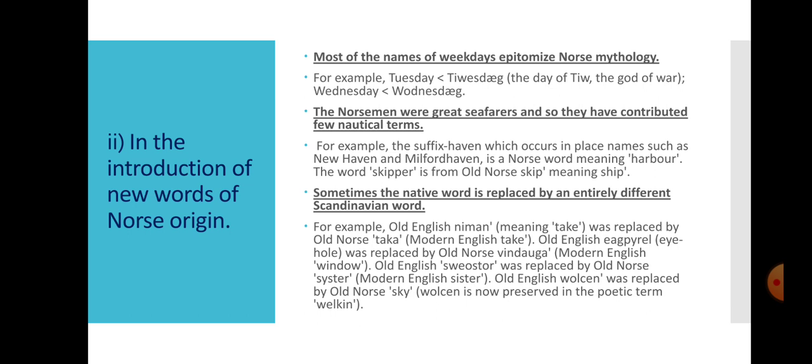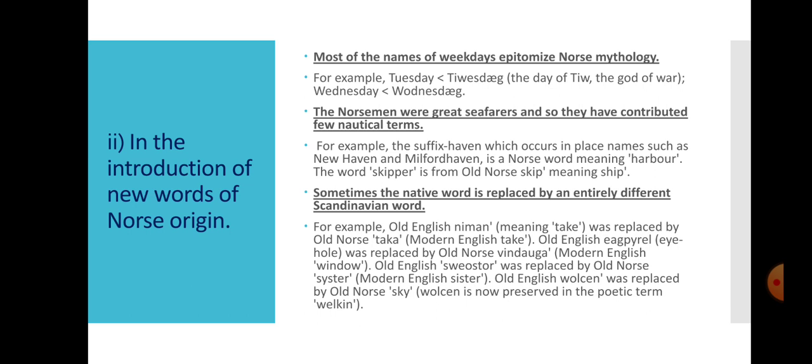Old English word sister was replaced by Old Norse sister. The modern English word is sister. Old English wolcen was replaced by Old Norse sky. Wolcen is now preserved in the poetic term welkin. So these are different realms from which Old English adopted words from the Norse or Scandinavian language.